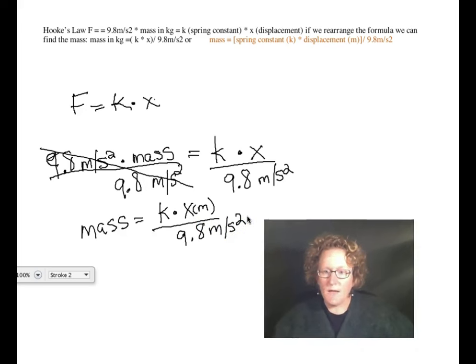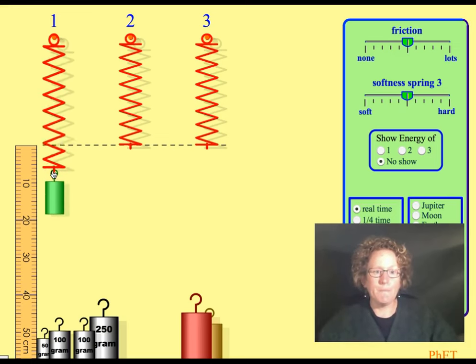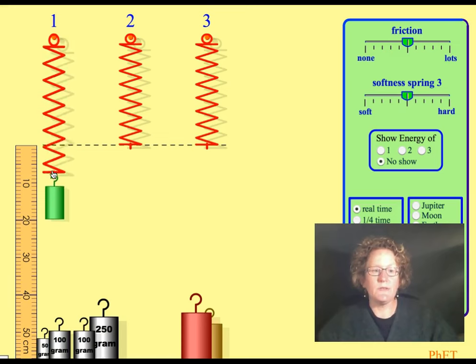So let's use that to find one of the unknown masses. So in the simulation, we're going to find out the mass of these cylinders that don't have the number of grams marked on them. They're of an unknown mass. We're going to put one of the cylinders here, and we need to measure the displacement in order to put that in our formula.